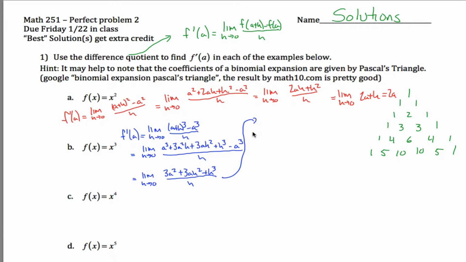And then I can cancel out an h. Sorry, there should be an h right there. It was 3a squared h that I wanted to copy down under this line. If I factor out an h from every term in the numerator, I get 3a squared plus 3ah plus h squared. And I can now evaluate this limit, change all your h's into zeros, and you get 3a squared.